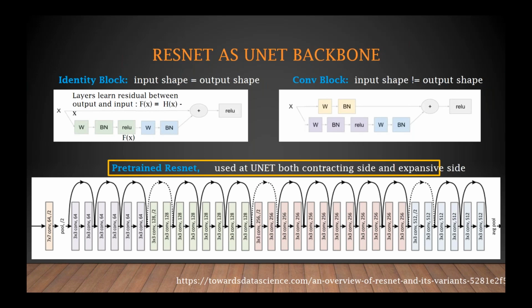Eventually, our model is just the combination of two ResNets connected by simple bottleneck convolutional blocks. We started training this model with pre-trained ResNet weights, and this is very helpful and greatly speeds up the training process.